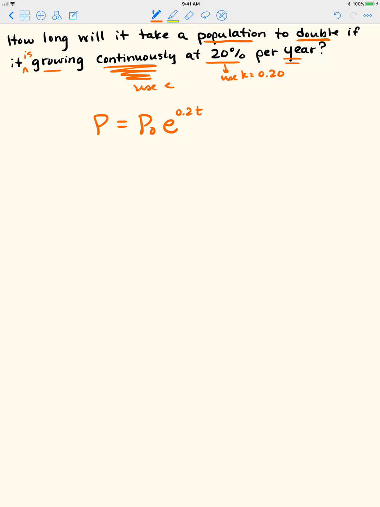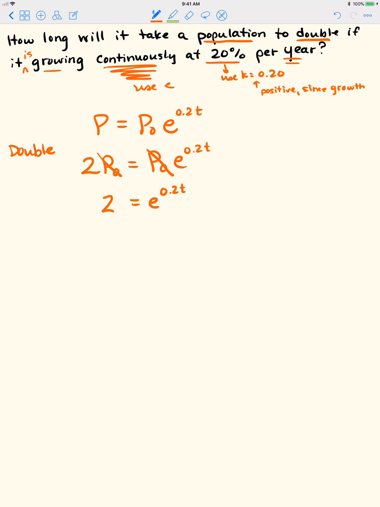That indicates 20% continuous growth. If it were decay, we'd make the exponent negative, but it's not, so we make sure we make the k value positive since it's growth. You can just pull in some of those previously used skills. And if I want to double, again, it doesn't matter what the initial population is, because if it's growing continuously at 20%, it'll take the same amount of time. I want to double my initial population, so it equals my initial population times e to the 0.2t. The initial population variable cancels to 1. And you have 2 equals e to the 0.2t.